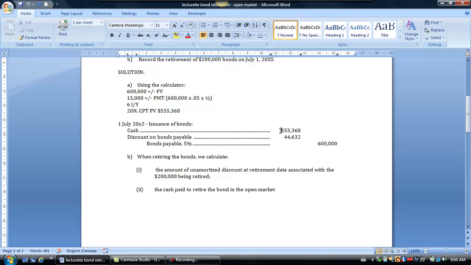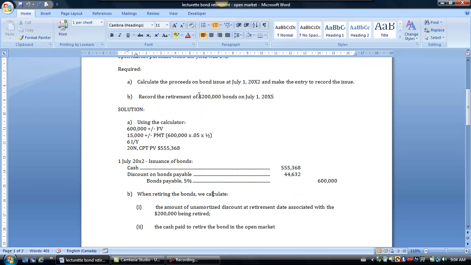So now to make the journal entry at the issue date, we're going to debit our cash for the amount that the investors would give us, which is $555,368. Credit our bonds payable, which is 5% bonds, and we can squeeze out the difference between the cash that we get from our investors and the face value of the bond, which is going to give us the value of the unamortized discount.